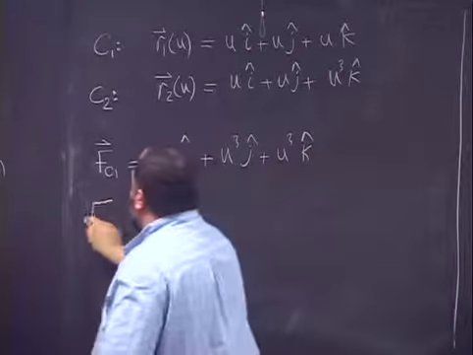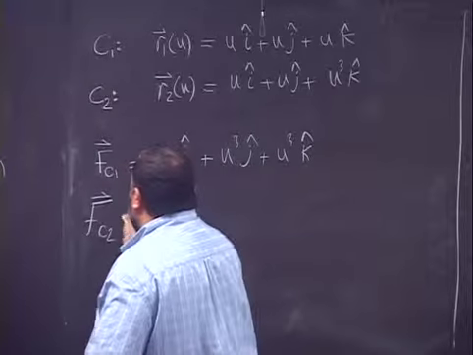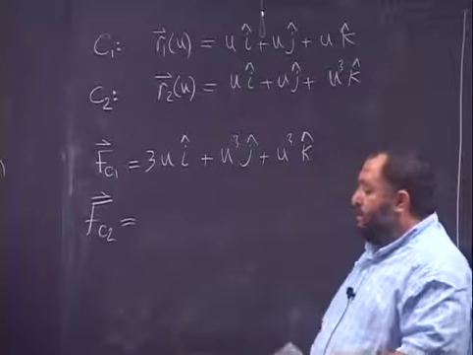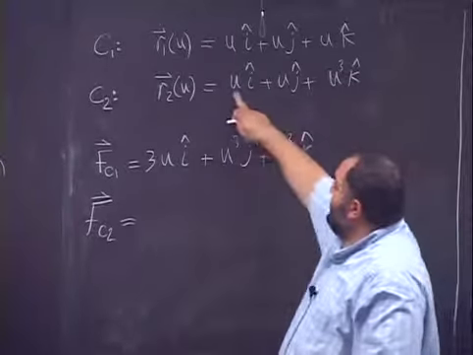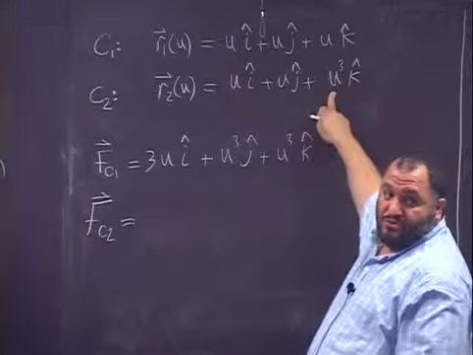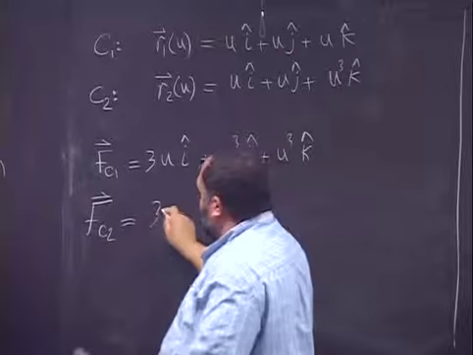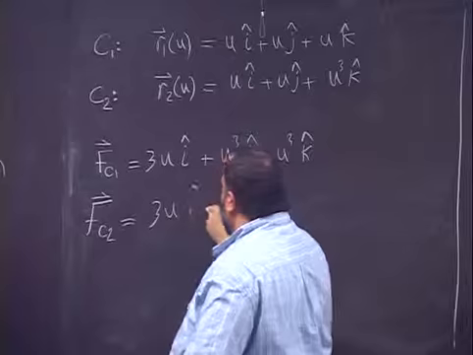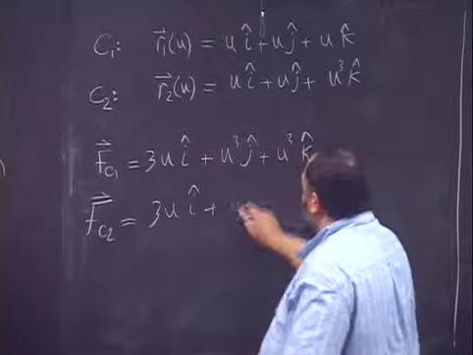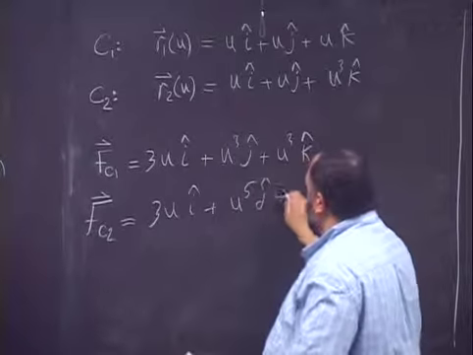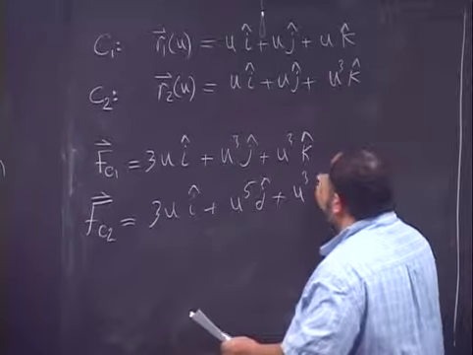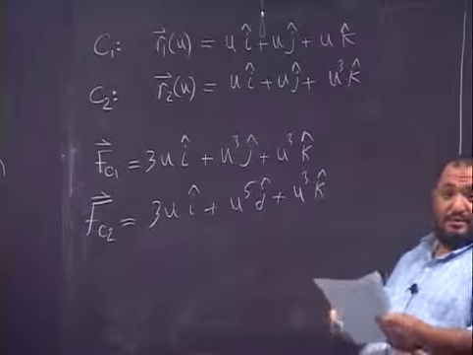So let's look at the same function along the contour C2. Can you tell me in C2, x is what? u. y is what? u. z is what? u cube. So this would be 3u in the i direction plus xyz, which is u to the fifth, in the direction of j, plus u cube in the direction of k. Did you get it? Okay.